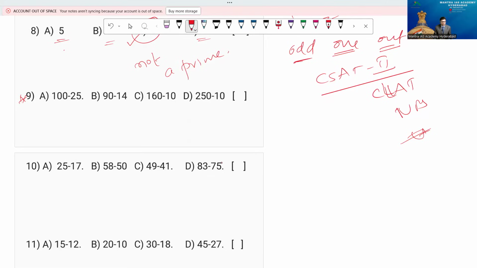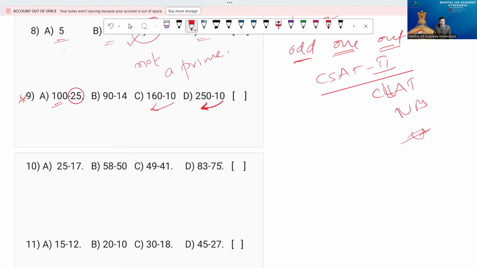100-25, 90-14, 160-10, 250-10. Tell the answer now. Baba, if you observe, the first number is definitely divisible by 25. The second number, 100 by 25, gives you that. And you can say the second number definitely divides the first one without decimals.